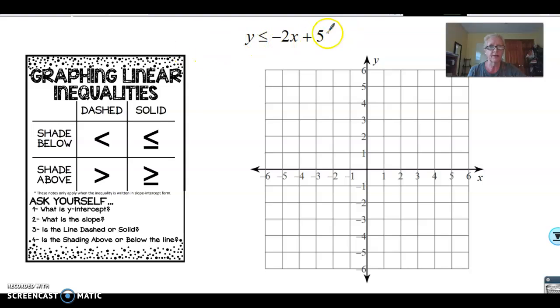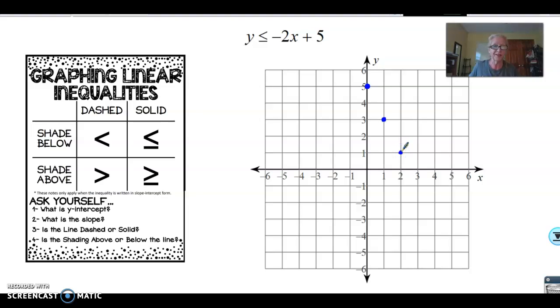If we were going to graph this inequality up here, this is already in slope-intercept form, and we know we're going to have a solid line because we have less than or equal to. So we're going to graph it just like we would any linear equation. Positive 5 is our y-intercept, and the slope is -2. So that would be down 2, right 1, down 2, right 1.